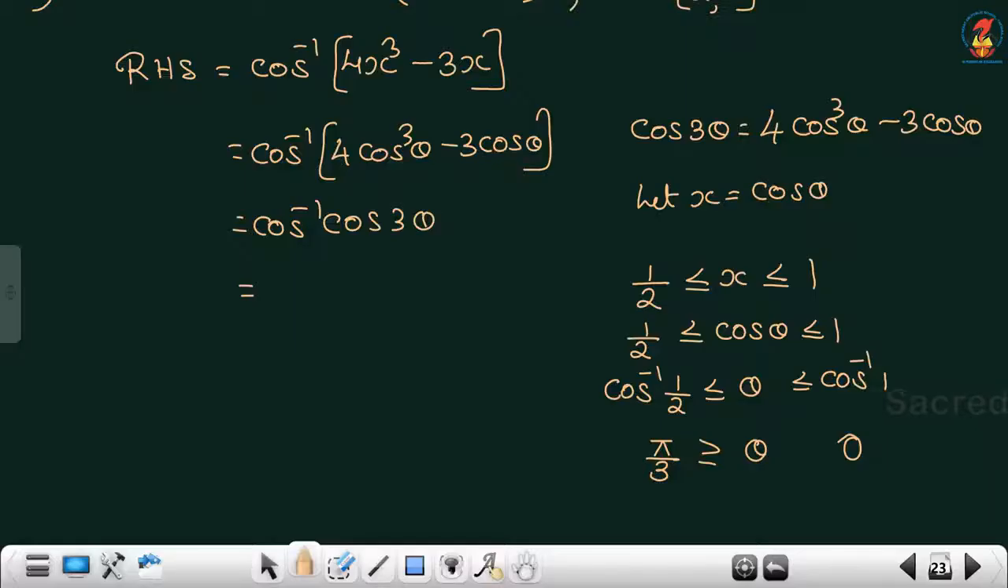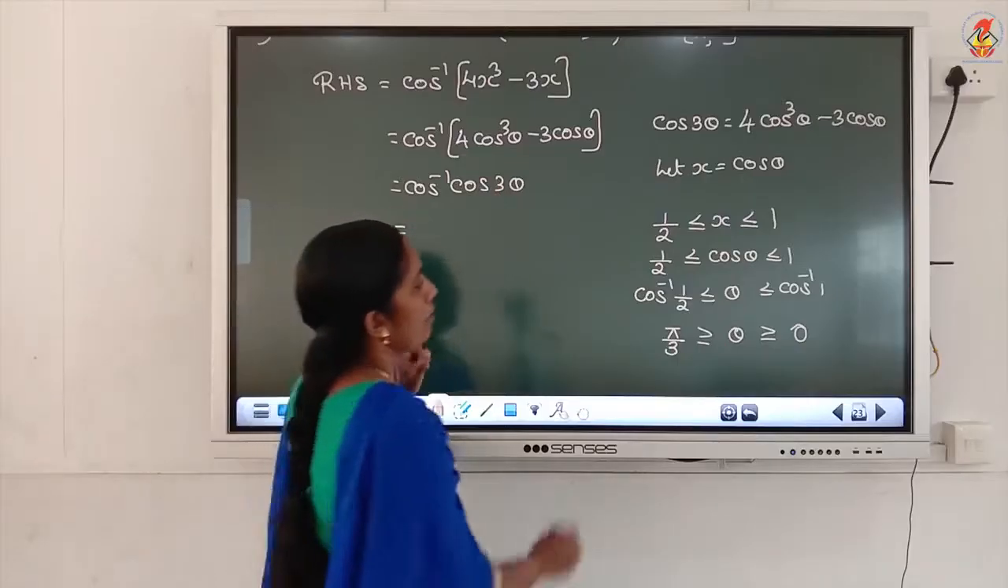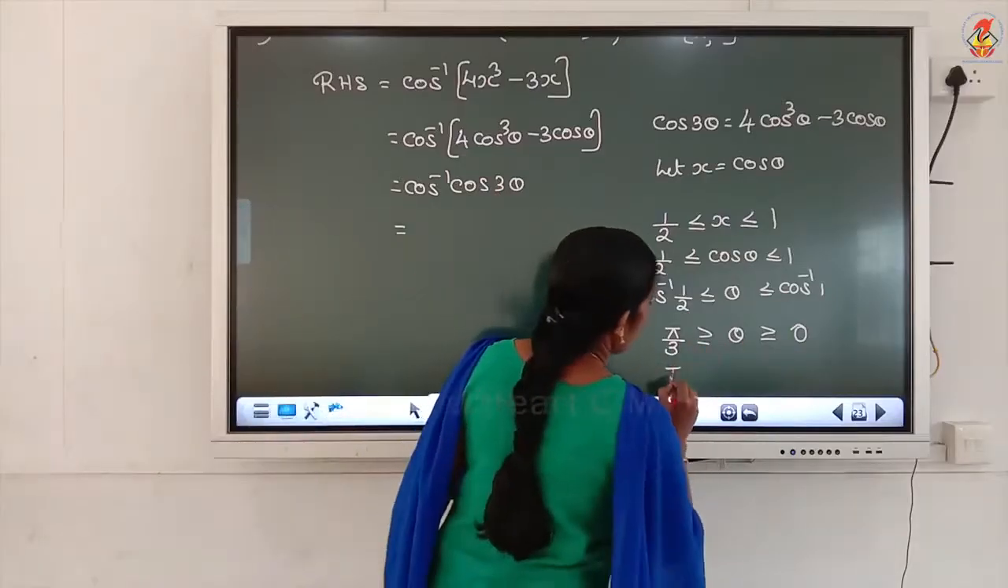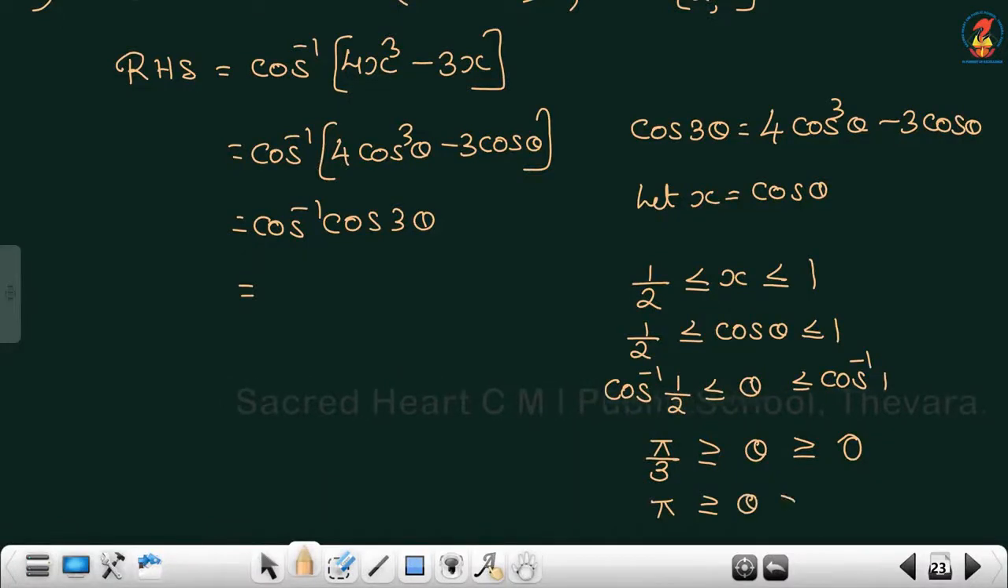Okay, this pi by 3 is greater than or equal to theta, which is greater than or equal to 0. Then we have to multiply by 3. Multiply throughout by 3. So pi is greater than or equal to theta, greater than or equal to 0. So is this theta in the range? 0 is the smaller one, 0 to pi. That is the range of the cos inverse function. So we can write cos inverse cos 3 theta is equal to 3 theta.